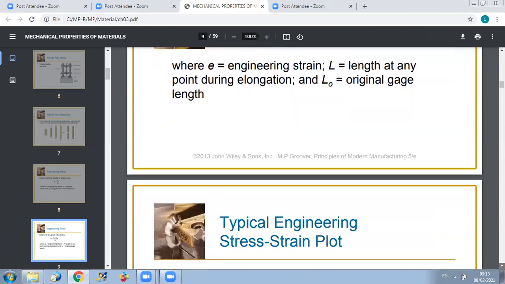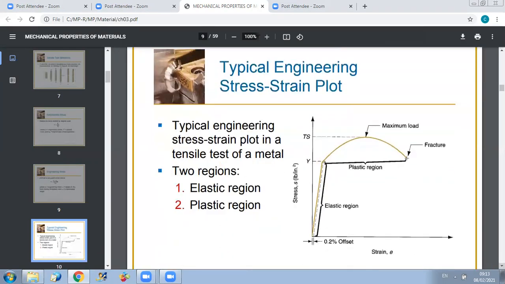Now, the typical engineering stress strain plot is given in the following figure. If I want to represent the variation of stress, sigma, so stress is F over A. Now we said that we have two types: engineering stress and true stress. If we are plotting the variation of engineering stress, we will plot F over A0 as a function of the strain e, or epsilon.